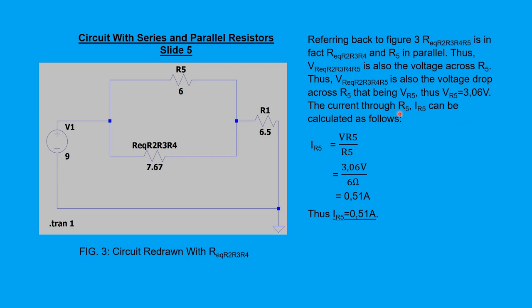The current through R5 can be calculated as follows. IR5 is the voltage across R5, and we've just decided that that is 3.06 volts, divided by R5. So it's 3.06 volt divided by 6 ohms, which gives us 0.51 amp. Thus, the current in resistor 5 is 0.51 amp.